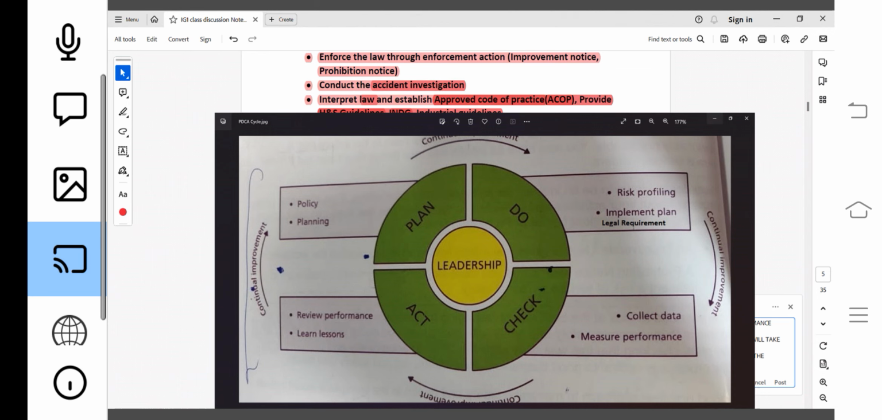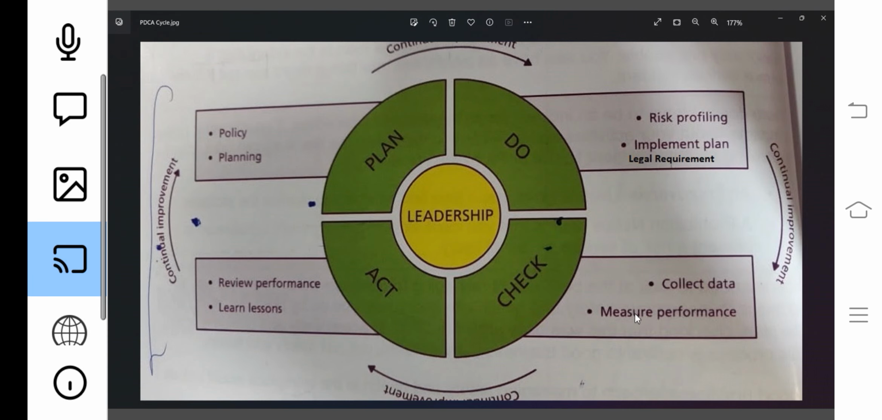Then in the check stage, top management will hire the auditor. The auditor will come and collect the reports and data. Based on that data, the auditor will measure the performance of the health and safety management system, and based on that, the audit report will be made. Then the audit report will be given back to the top management. Then the top management will take action in the act stage by taking an annual health and safety performance review meeting. In the performance review meeting, top management will be taking action.